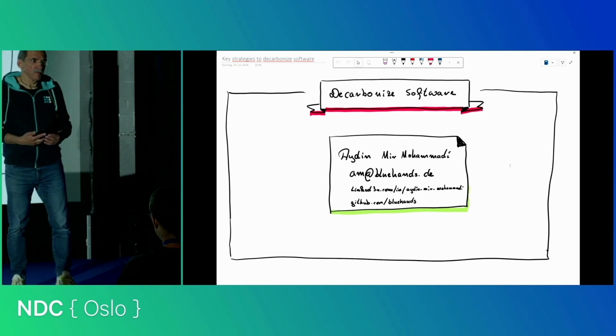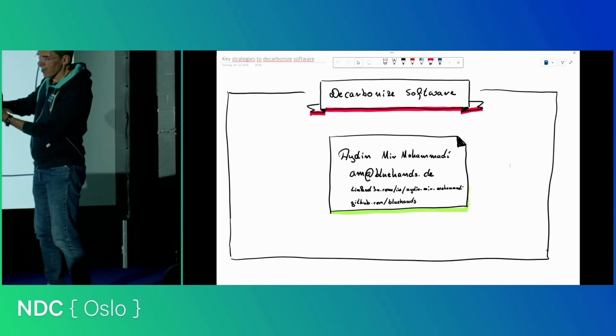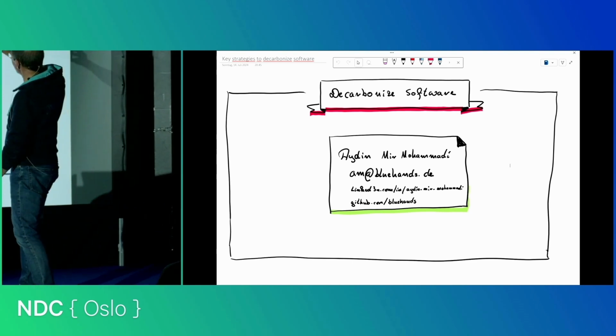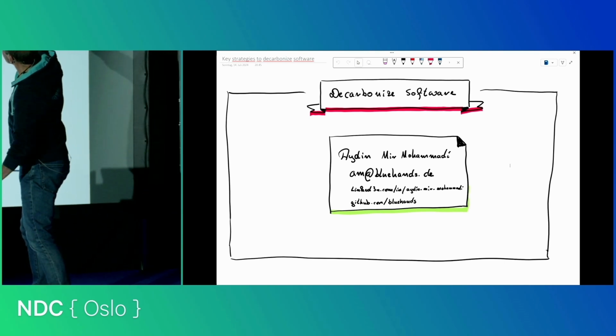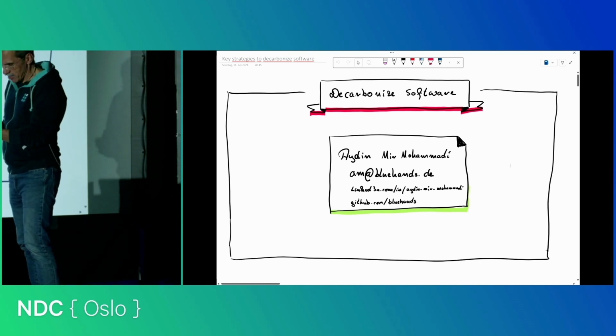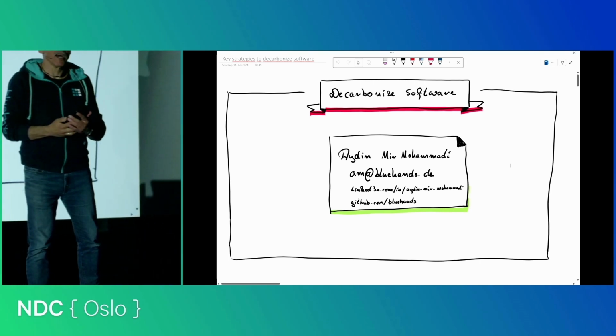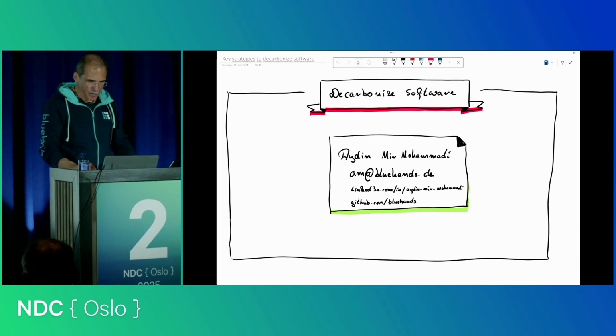In Germany, everywhere we are, we take a selfie. So please cheer on three, okay? One, two, three. Yeah! Great. But I think maybe. Okay, good enough. Yeah, great. Thank you very much.